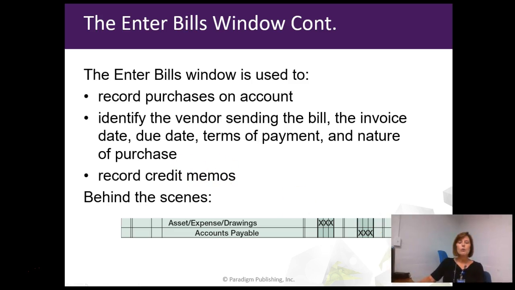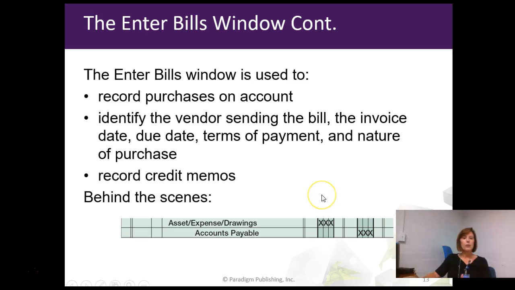If we were to look at this in our double entry accounting mindset, our debit would be either an asset, expense, or a draw, whatever the purpose was for the purchase that we had made, and then our credit would be to accounts payable. But QuickBooks is going to do all that behind the scenes for us.